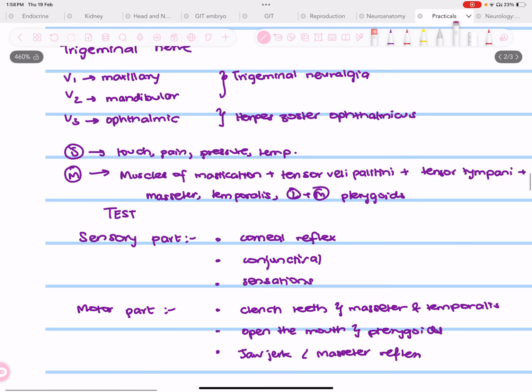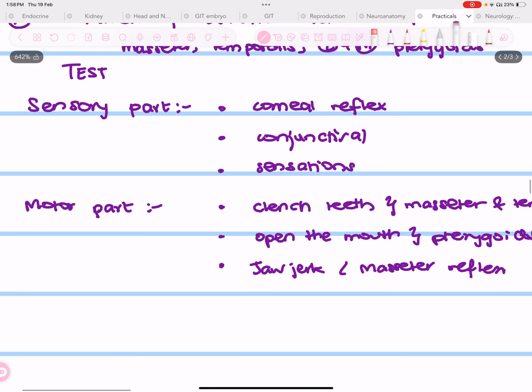Anyways, moving backwards, we have to test the sensory as well as the motor part. So for the sensory part, you need to do the corneal reflex. In corneal reflex, first of all, you need to follow the entire procedure where you greet the patient, you introduce yourself, you explain the procedure, you reassure them that they'll not experience any pain, and then you take the consent. Then you approach them from the right hand side. So these are multiple things.